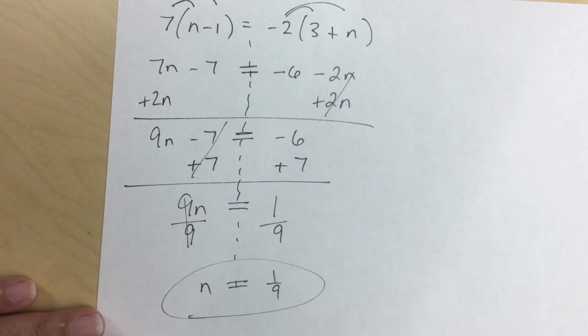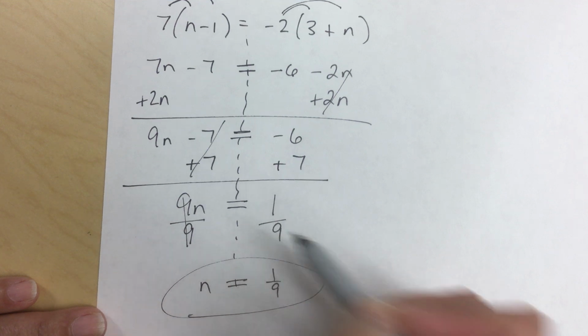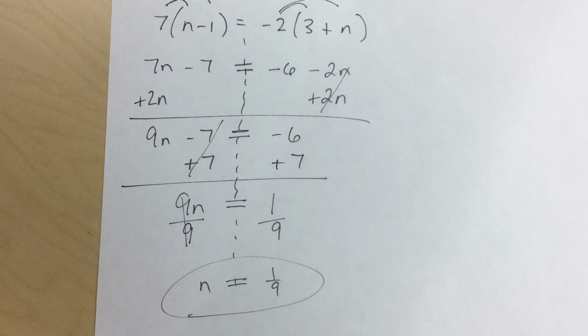So be careful. I tell students, trust your algebra. If you get 9n, divide by 9, you get a fraction, that's okay. Don't always think you're wrong if you don't get an integer.